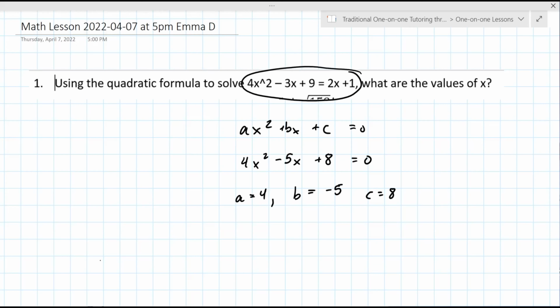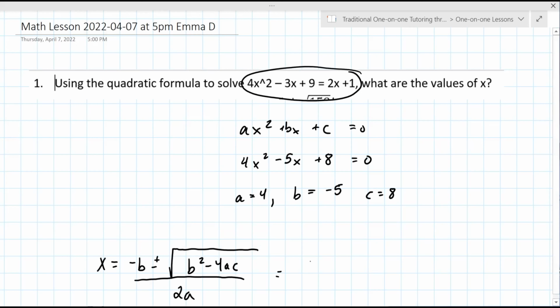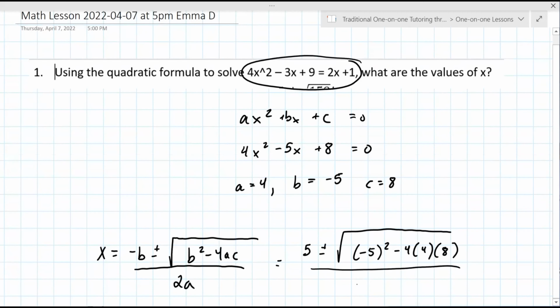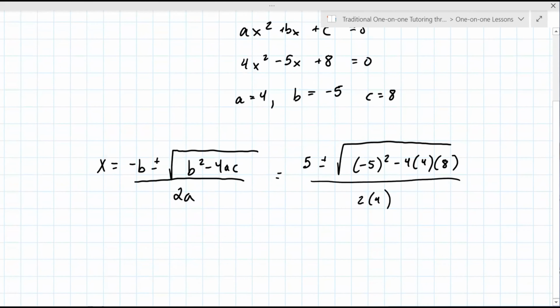Okay, so the quadratic formula is x equals opposite of B plus or minus the square root of B squared minus 4ac, all over 2a. So for you, that's going to be minus a minus 5, so that'll be 5 plus or minus minus 5 squared minus 4 times 4 times 8, all over 2 times 4. So it's the part inside the root that we really got to be careful with. That's 25.